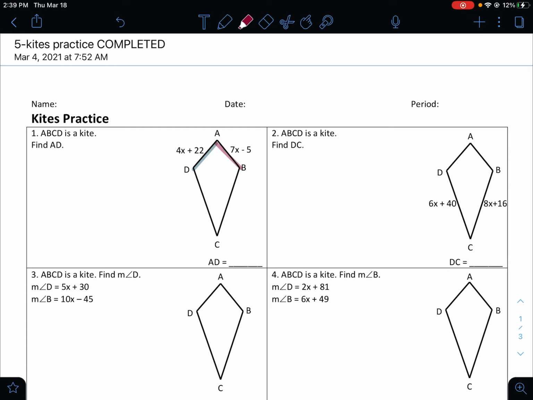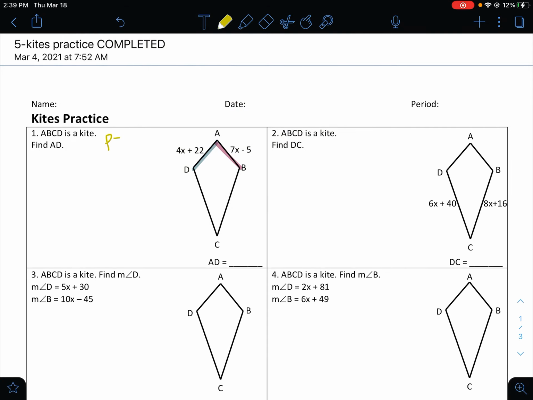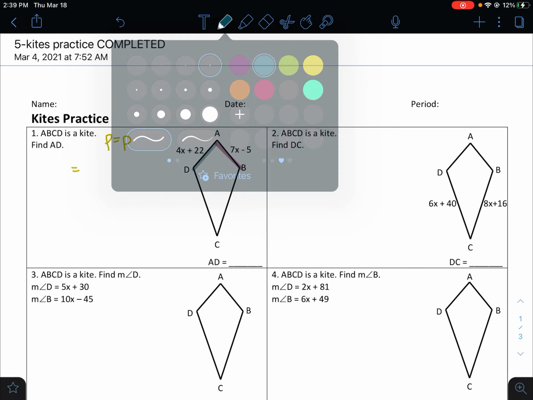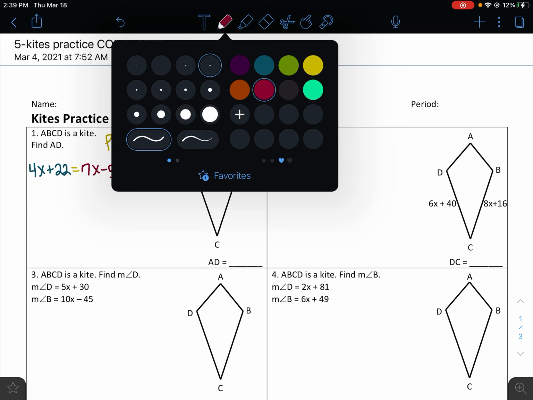So I don't know if it's obvious to you, but these two sides are definitely congruent. That's how kites are made. So this is going to be a part equals part problem. So we're going to go ahead and set it up and solve. And so first we have 4x plus 22 equals 7x minus 5. Okay. So go ahead and put it in and solve, or solve it by hand, whichever you feel more comfortable doing.